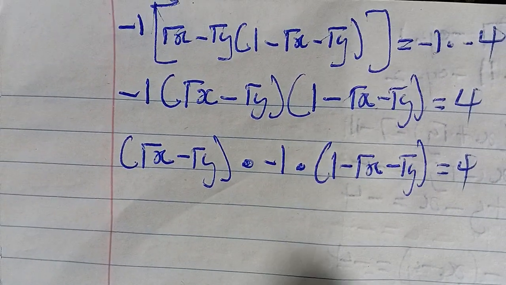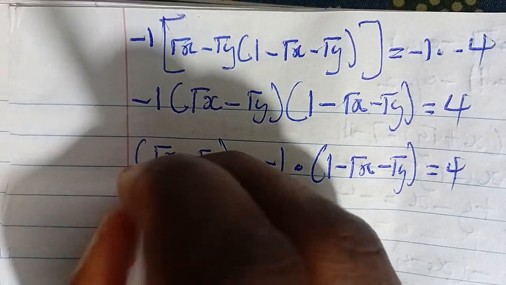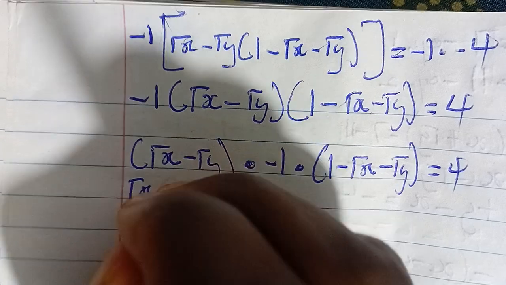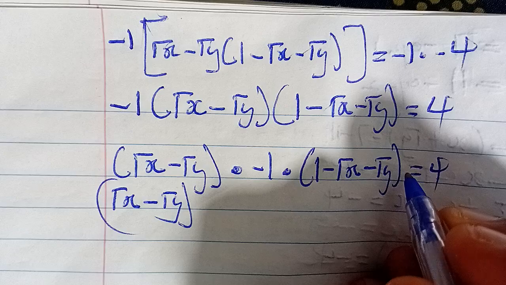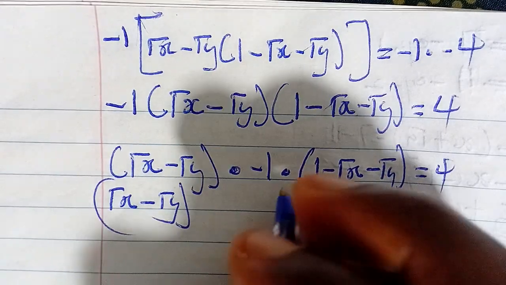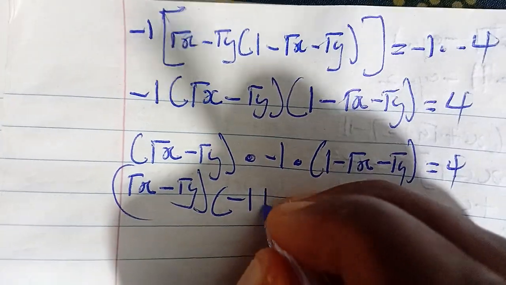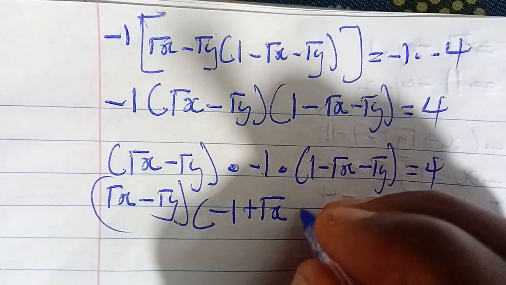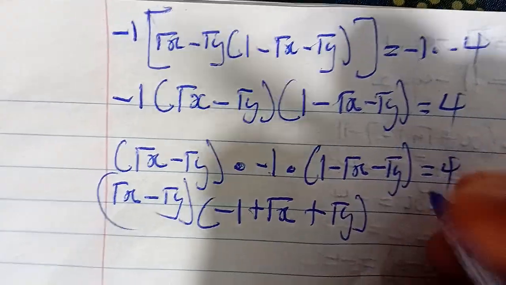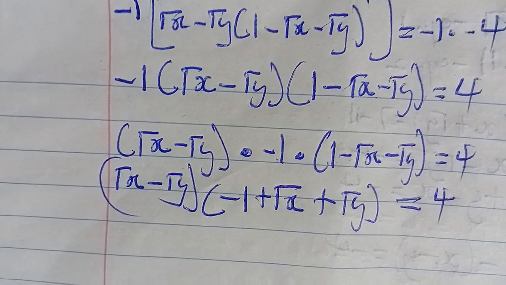Okay, so we are going to have root x minus root y. So here we're going to have minus 1 multiplying this whole thing. Minus 1 by this will give us minus 1. By this will give us plus root of x. By this will give us plus root of y. Is equal to 4. Can you see that?